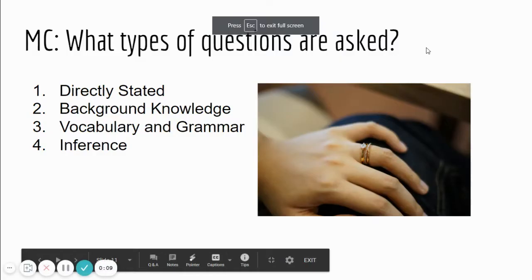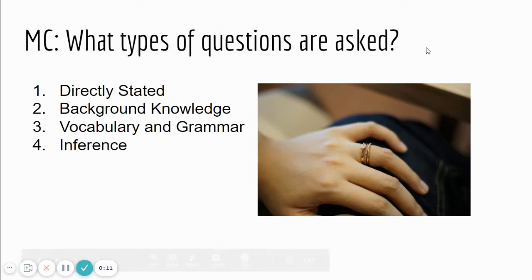Hello, everybody. Now that you know what to expect from the multiple choice section of the OSSLT, we're going to do a little bit of practice and put our work into action. So we're going to look for these different types of multiple choice questions: directly stated, which means we'll be able to find the answer right in the writing; background knowledge, which means they're testing our understanding of a concept or maybe some vocabulary; vocabulary and grammar; and making inferences, or making educated guesses.